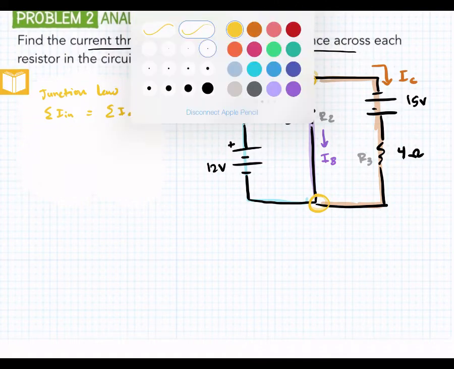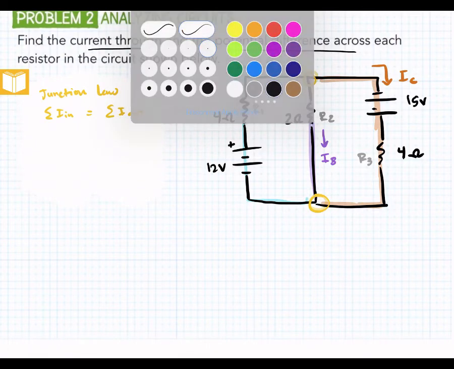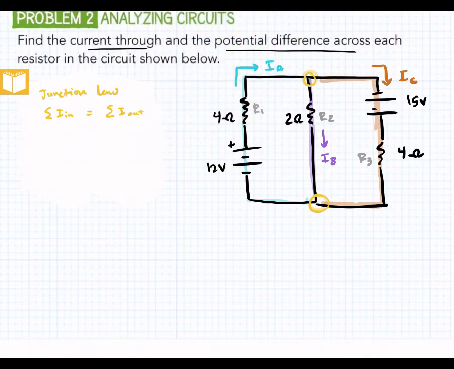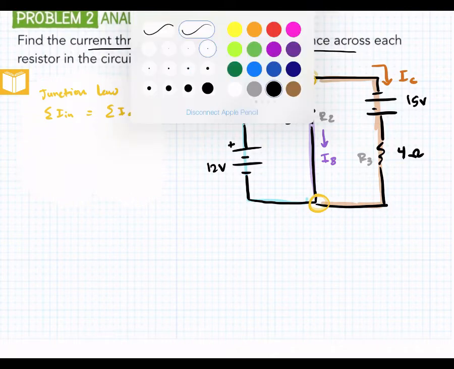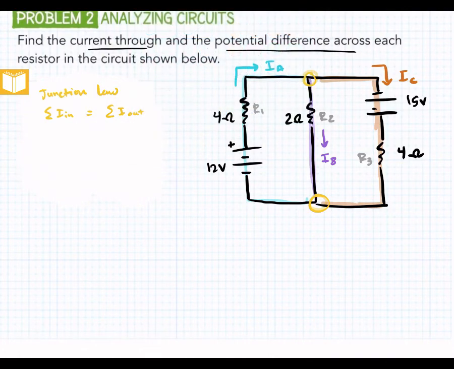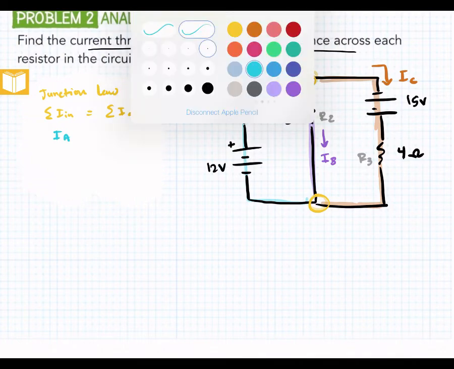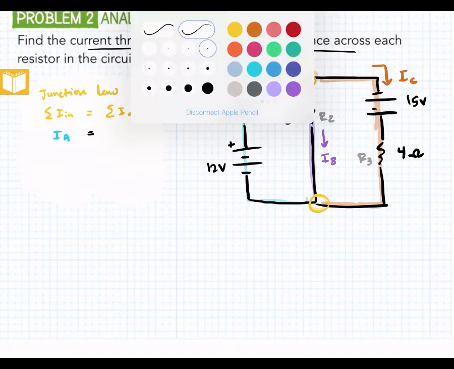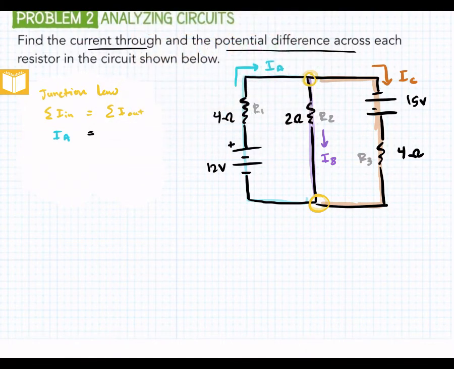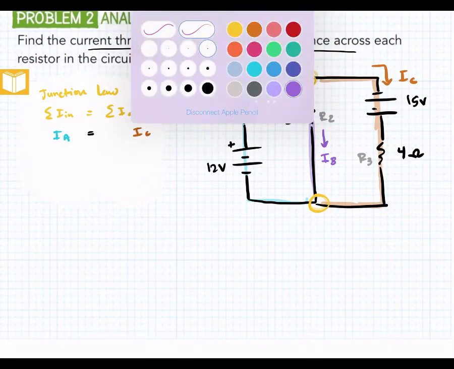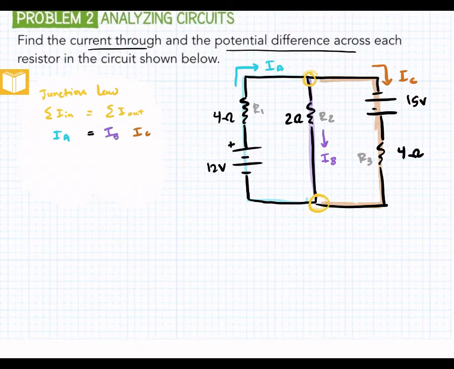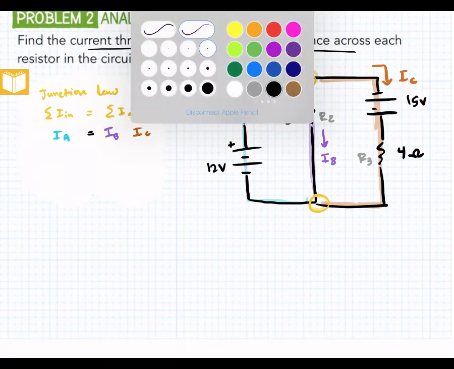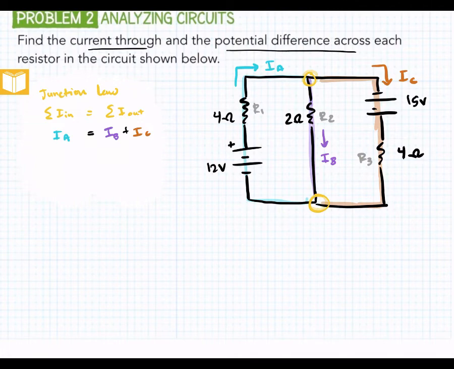All right, so using the junction law, we're going to look at the currents going in. Well, which currents are going in? The current going in is going to be IA. And the currents going out, well, that's basically all the other currents. So currents going out, that's going to be IC and IB. So here's our junction law.